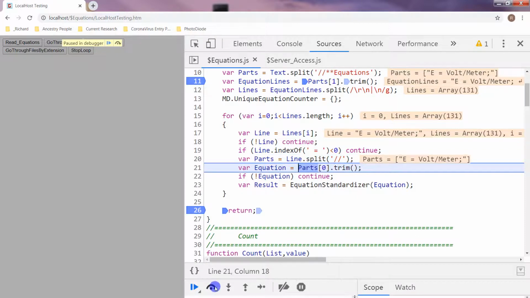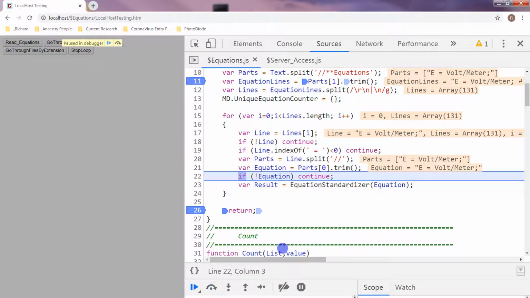Then I'm splitting it on to see if it has a comment, because a lot of these lines I put comments on them. I don't need that for what I'm doing here. So I'm basically saying, okay, the first part of the line is there. So now I've got my base equation, the standard equation I'm working with. And if that one doesn't exist, like if you trim it, it skips it.